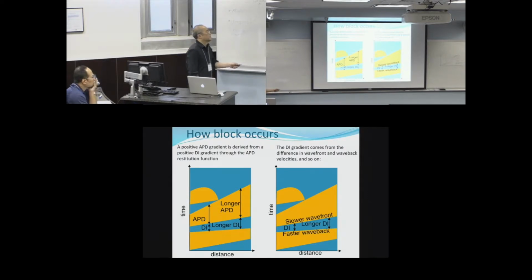If you have a short DI here, it will lead to a shorter APD here, whereas if it's longer downstream, then it will also produce a longer APD downstream. Okay, so now how do you produce this situation? Well, one way of doing it is to have the previous wave back traveling very fast, faster than the next wave front, so that you have a shorter DI here, a longer DI there.